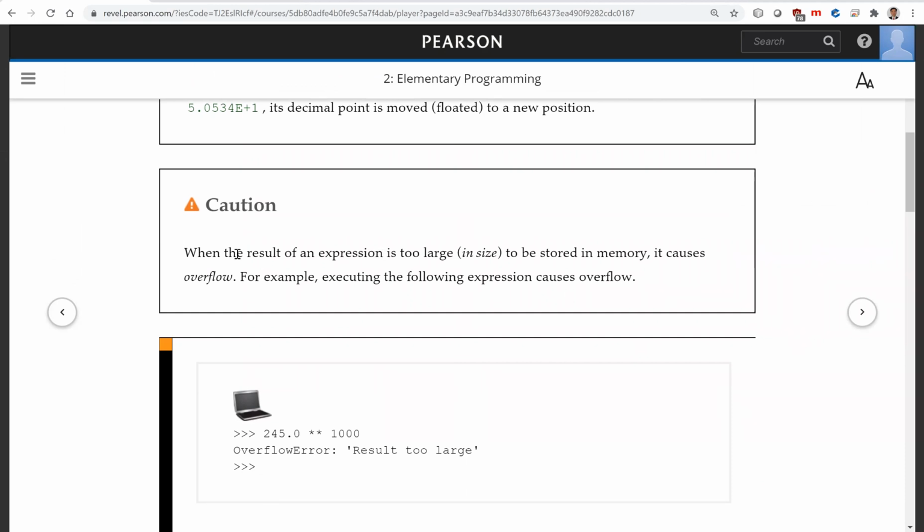Please note that when the result of an expression is too large to be stored in memory, it can cause overflow. For example, this is going to be really, really large, too big for us to store in Python. When you run the program, it will result in a result too large error, an overflow.